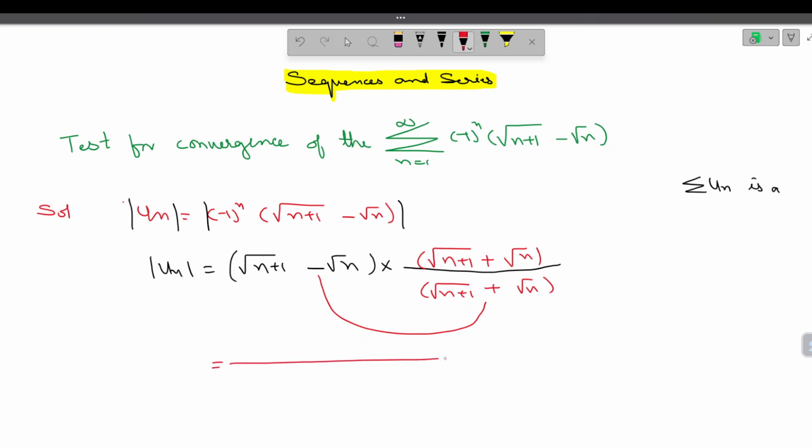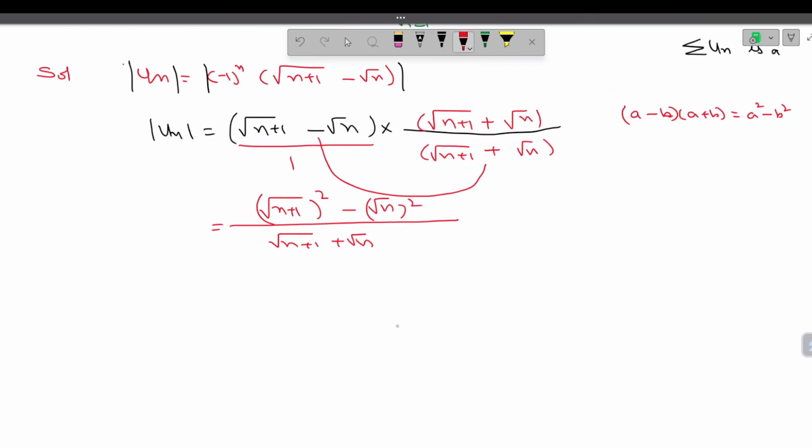Now the denominator is by 1, and 1 into anything is that thing only. So the denominator is root n plus 1 plus root n. This is a minus b, a plus b. A minus b times a plus b means a square minus b square. So, this is root n plus 1 whole square minus root n whole square. The root and power get cancelled, so we are left with n plus 1 minus n.